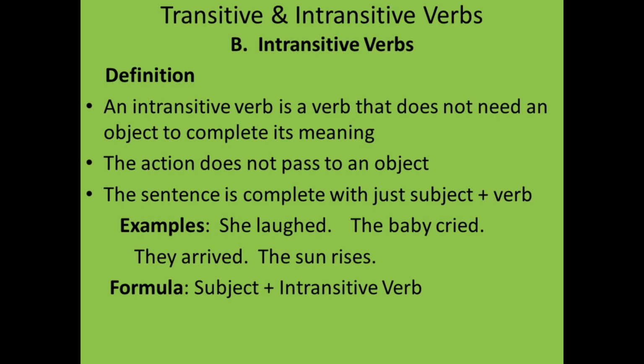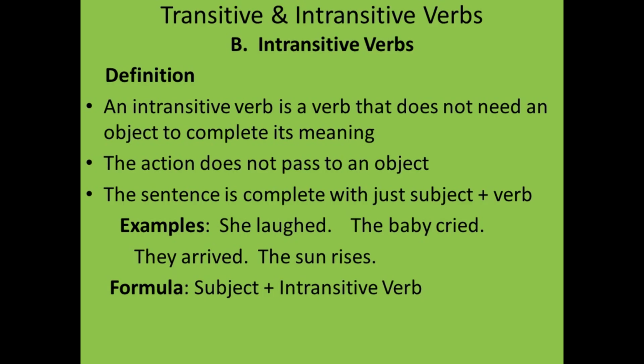For example, she laughed. There is no object in this sentence. The baby cried. There is no object in this sentence. They arrived. There is no object. The sun rises. The action is on the subject of the sentence. There is no object here. So if there is no object in the sentence, we can say the verb of the sentence is an intransitive verb.